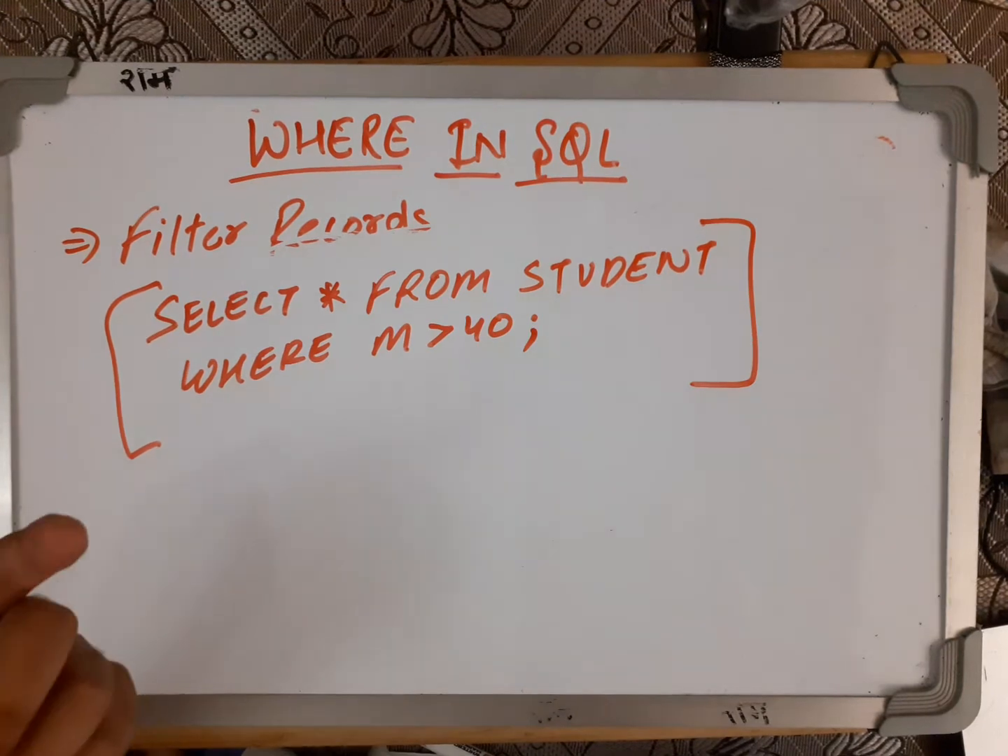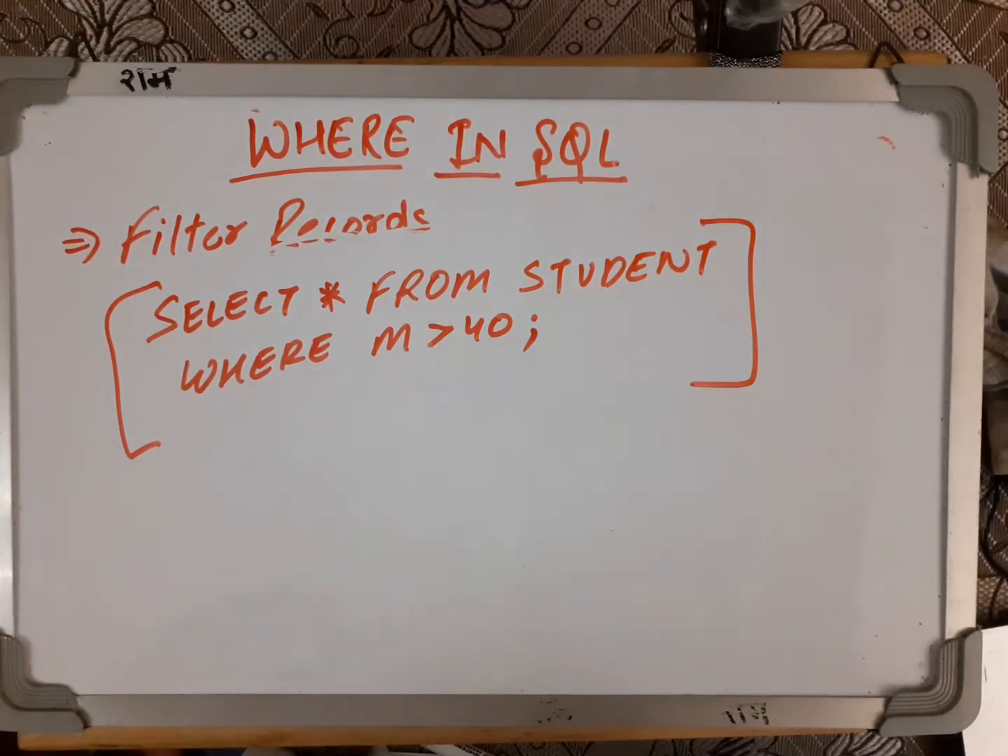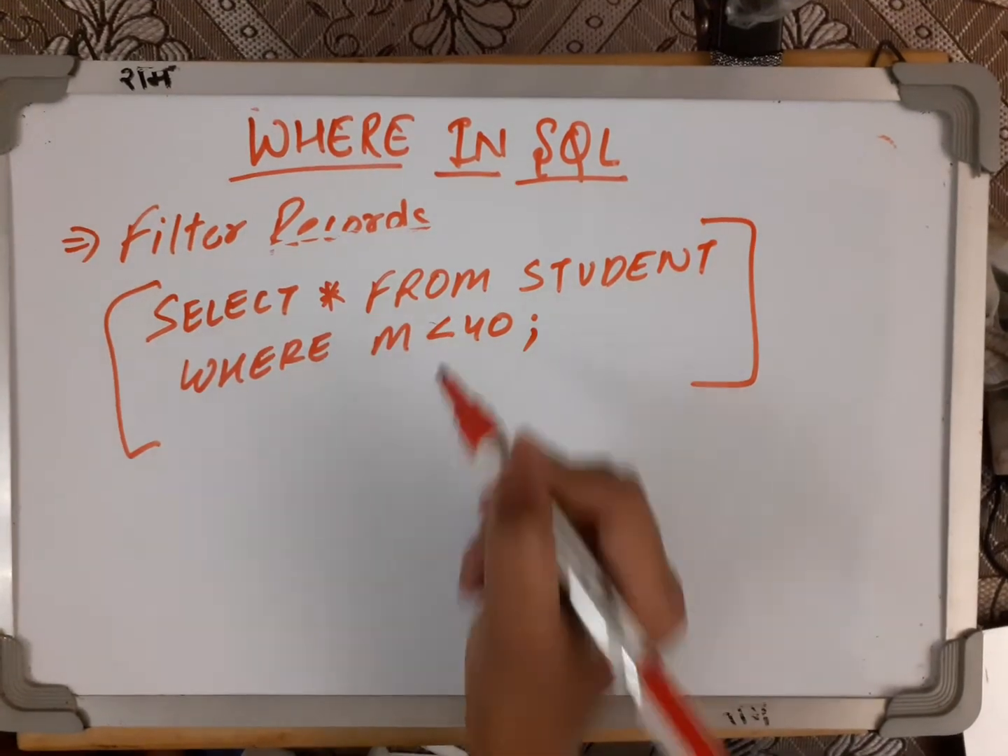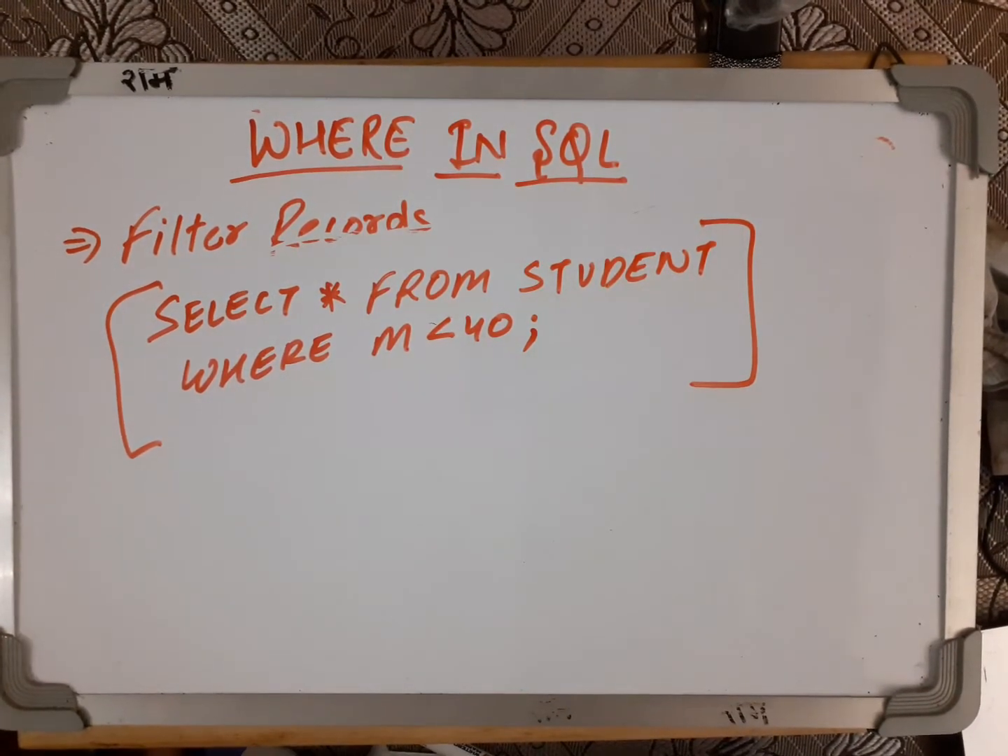If I want to fetch the student details whose marks are less than 40, I simply have to change this sign. This is less than 40, so it will display the students who failed. Now this is a small demo of the where clause, where you can use it and how you can use it.